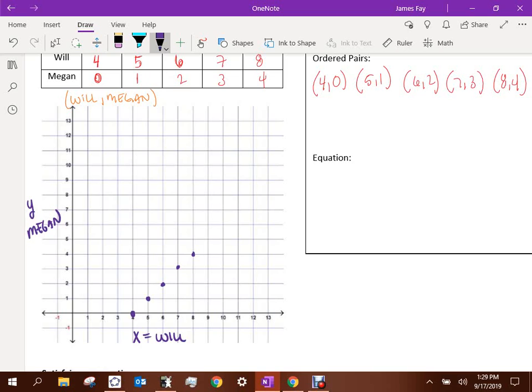So now we want to write an equation. This was a little bit different. Okay, writing an equation. Remember, y was what Megan's laps were, right? Okay, y was Megan's laps. So we want to be able to write an equation that tells me how many laps Megan has run based off of how many Will has run. Annika?